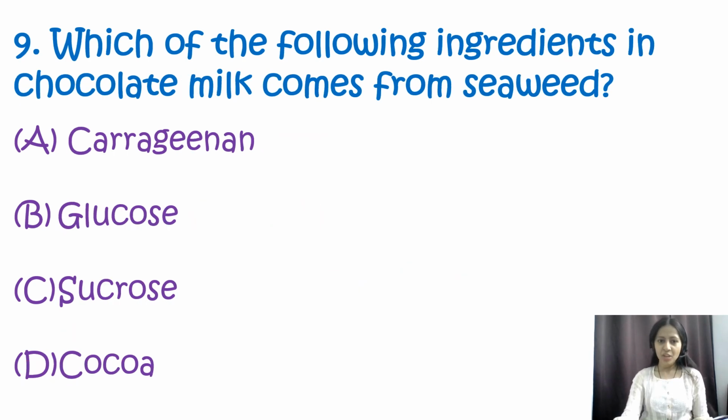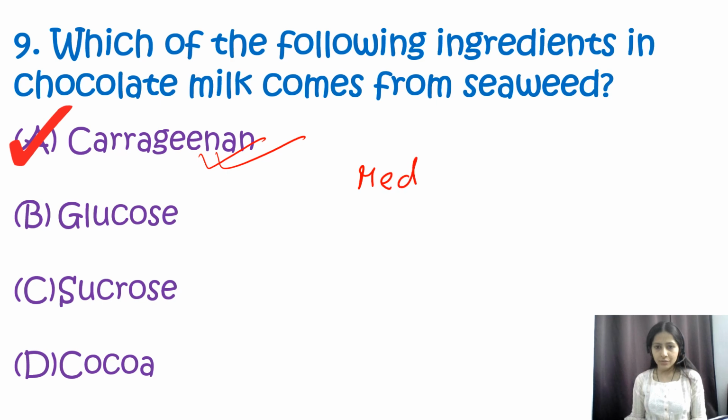Question number 9. Which of the following ingredients in chocolate milk comes from seaweed? Options are carrageenan, glucose, sucrose or cocoa. So over here my correct option will be option number A, that is carrageenan. The ingredient in chocolate milk that comes from seaweed is carrageenan, and we know carrageenan is used as a common additive, a thickening and stabilizing agent in various food products, for example this chocolate milk, and it is derived from red seaweeds.